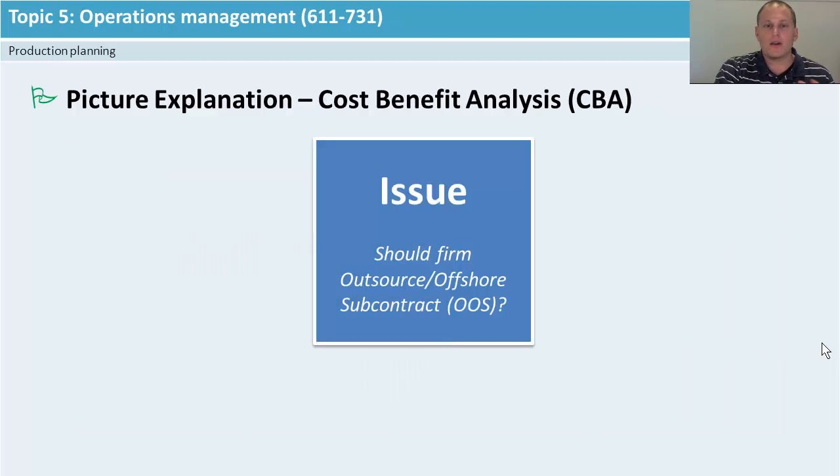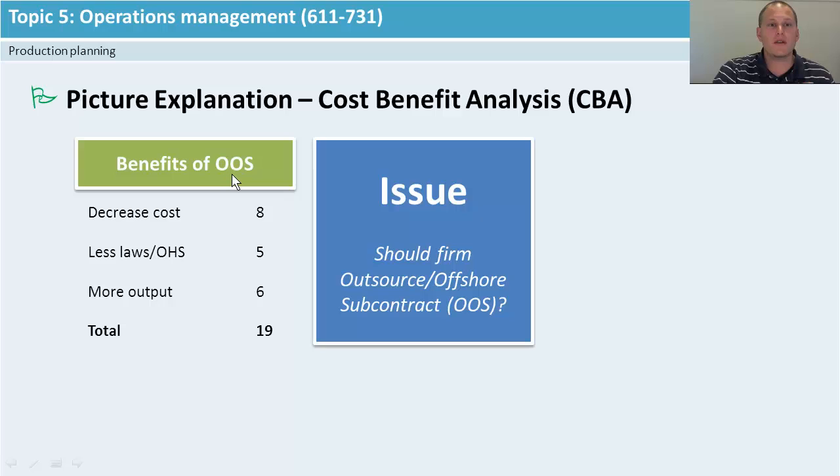So how do we work this one out? Should we outsource or offshore or subcontract? What we've got here is a cost-benefit analysis as part of our procedural skill, which I can show you how to use. If you put down the benefits of, say, outsourcing, offshoring, or subcontracting, you might say the decreased costs out of 10 will give a value of 8. Less laws and occupational health and safety requirements, you give a 5 out of 10. And being able to produce more output, we'll give that a 6. We add them all together and we get a total score of 19. So it's like plus 19 benefits to us.